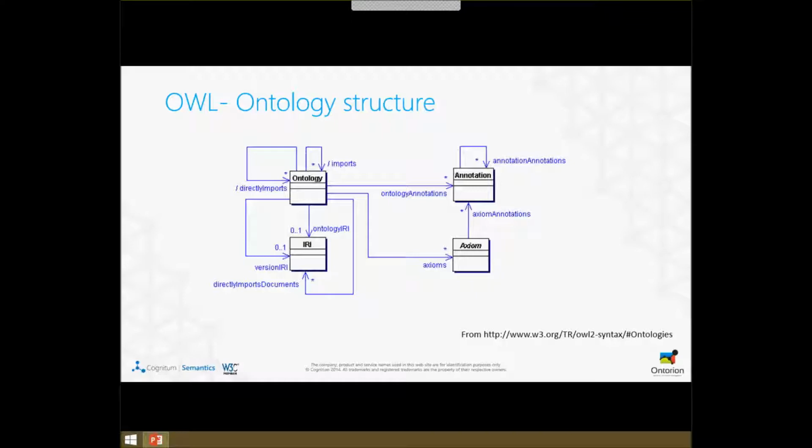Then we have the OWL definition. This image comes directly from the OWL standard, and this is the definition of the ontology structure, how the ontology structure should look. As you see here, there is an ontology, and an ontology is something that can be annotated by annotations. When you have a star on an arrow, this means that it can be done as many times as you want, to infinity if you want. And then the ontology is defined also.